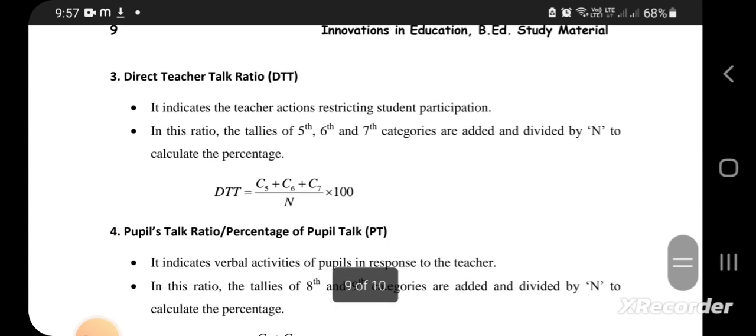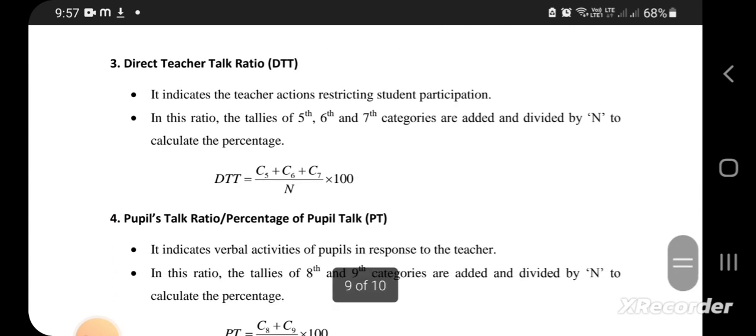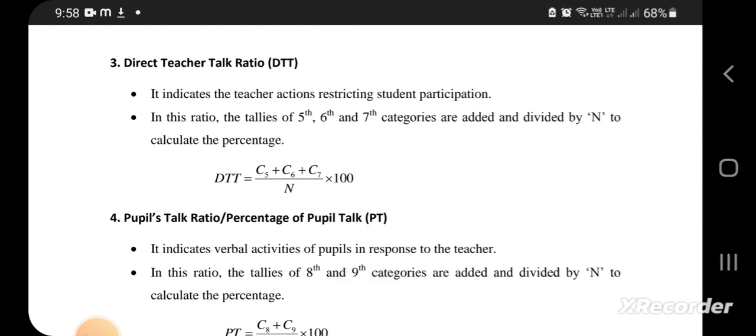Next, direct teacher talk. It indicates the teacher actions restricting student participation. In this ratio, the tallies of the 5th, 6th, 7th categories are added and divided by n to calculate the percentage. C5 plus C6 plus C7 divided by n into 100. C5 lecturing, C6 giving direction, C7 criticizing or justifying authority.